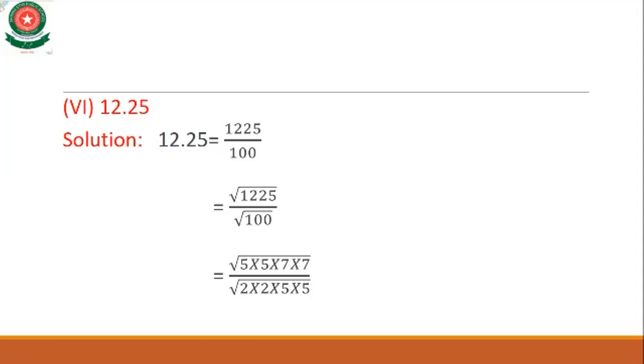The third step is taking the LCM, on the numerator as well as on the denominator. You know how to find the LCM. The LCM of 1225 is 5 multiply 5 multiply 7 multiply 7, and similarly 100 is 2 multiply 2 multiply 5 multiply 5.